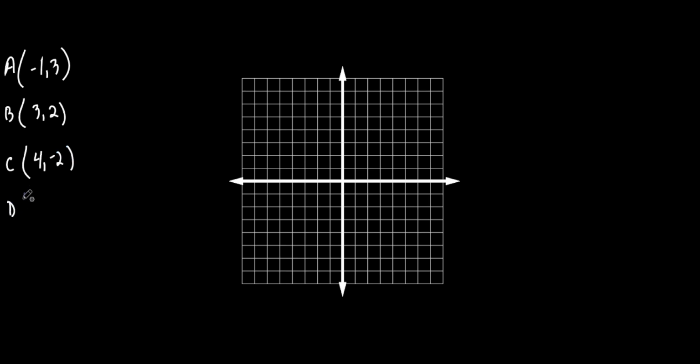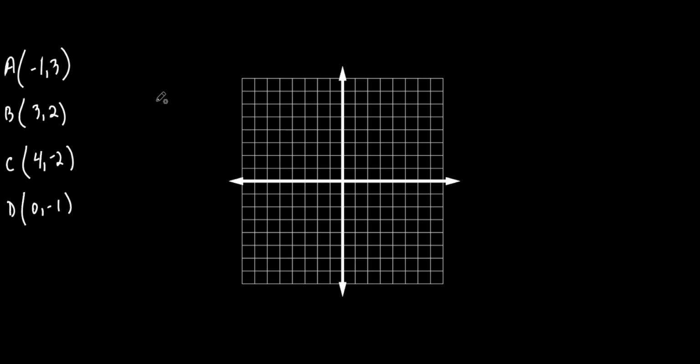And point D is 0, -1. All right, so what we're going to do is plot all 4 of those points. And we're going to connect them, right? And we're going to have a quadrilateral. And we want to talk about that quadrilateral.